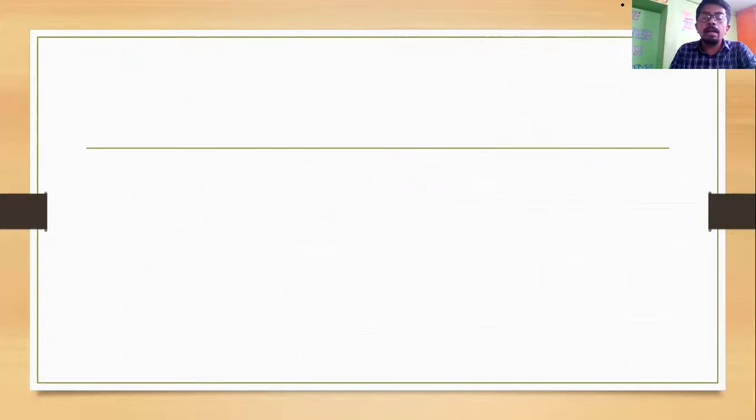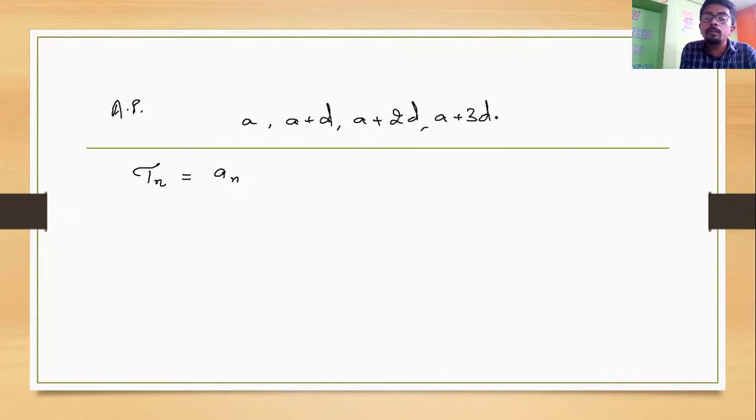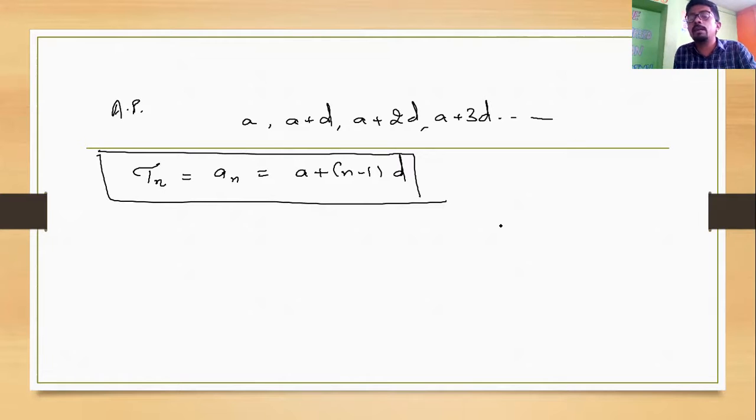Students, I'll just make the formula part clear, then we'll look at this part again on the last slide. The formula for the nth term is Tn, sometimes written as An also. The general form of an AP is a, then a plus d, then a plus 2d, then a plus 3d, and it moves like this. So Tn is equal to an, which is a plus n minus 1 times d. This is the general formula.